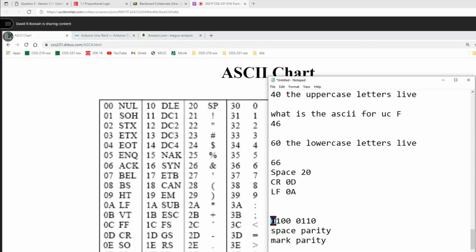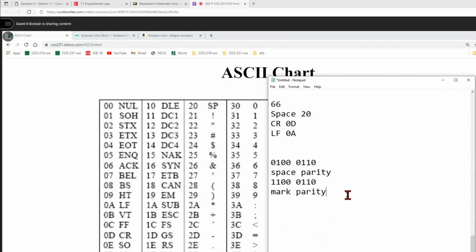So let me leave these next to each other here. Now instead of this being a 4-6, it's a C-6. But the extra 8 here came from it being mark parity, not because it changed the value of the 7 bits which represented the character.